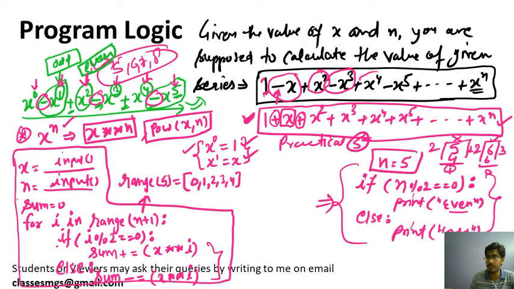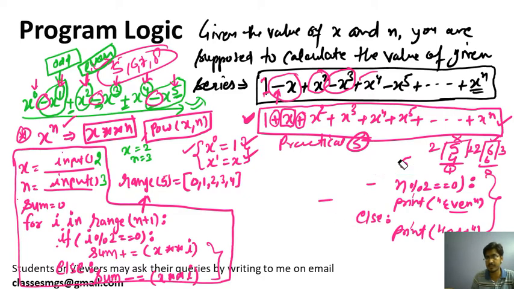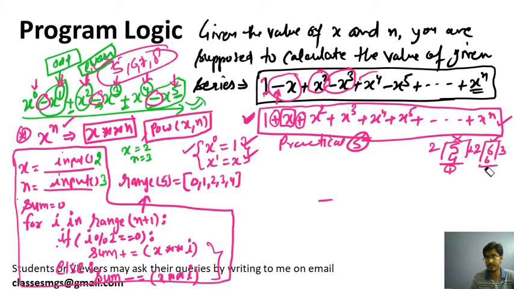Now we need to execute this. Let's suppose the user has given some input. Let's suppose here he has given 2 and here he has given 3. Now let me run this. So x value is 2, n value is 3. Now let me rough this. Okay, now x is 2 and n is 3, then the sum variable is 0. I am going to write here.